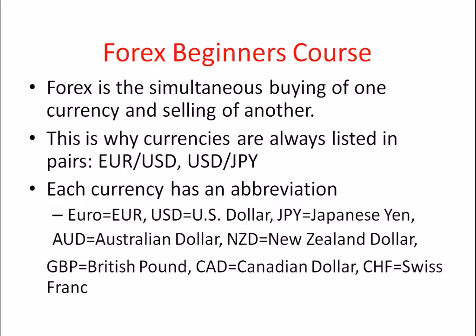So a bit of review from video 1. Forex is the simultaneous buying of one currency and the selling of another. This is why we always have currencies listed in pairs. We have the Euro USD, USD JPY, GBP USD, and each currency has an abbreviation. So as we can see here, the Euro USD would be the Euro and US dollar in their abbreviated form. US dollar is USD, NZD is New Zealand dollar, GBP, British pound, CAD, Canadian dollar, CHF is the Swiss franc.